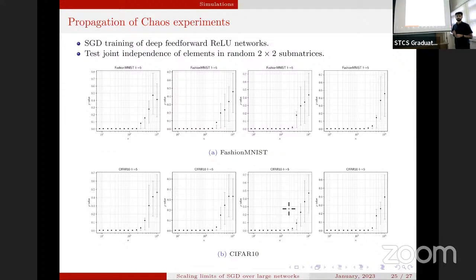And if you notice, the gradient of the ReLU is a discontinuous function. So the velocity is not continuous, and despite that, we are somehow able to see the propagation of chaos phenomenon. So this is the characteristic thing.